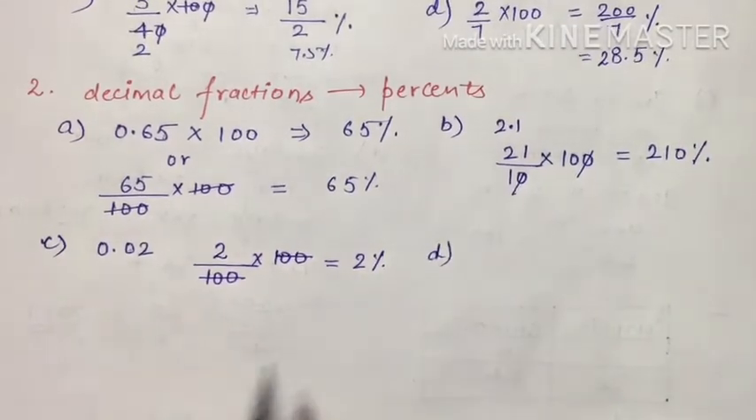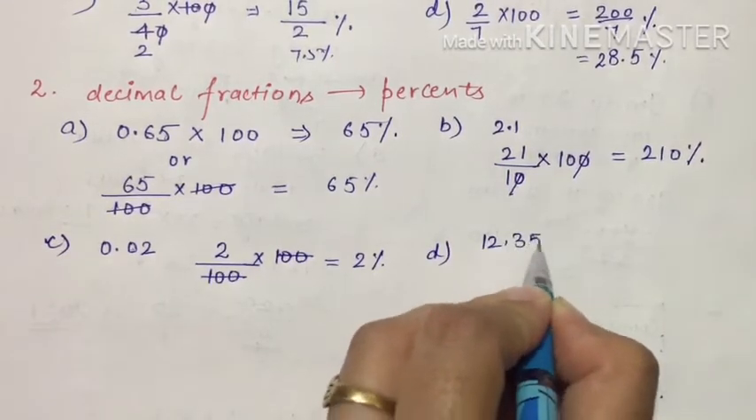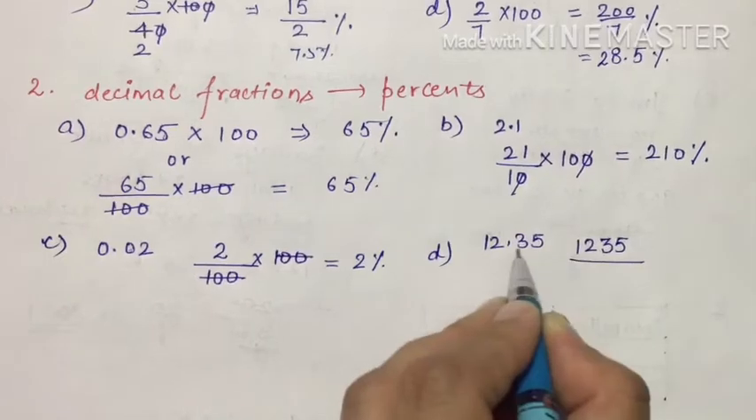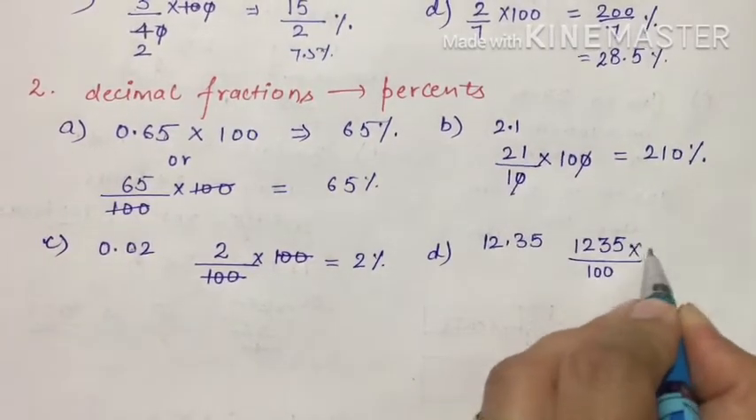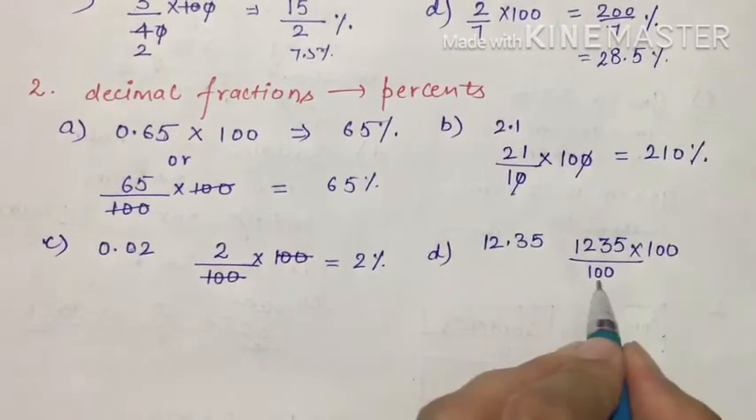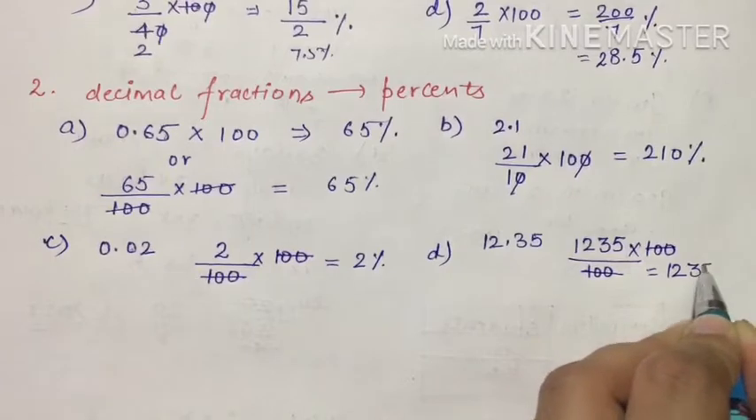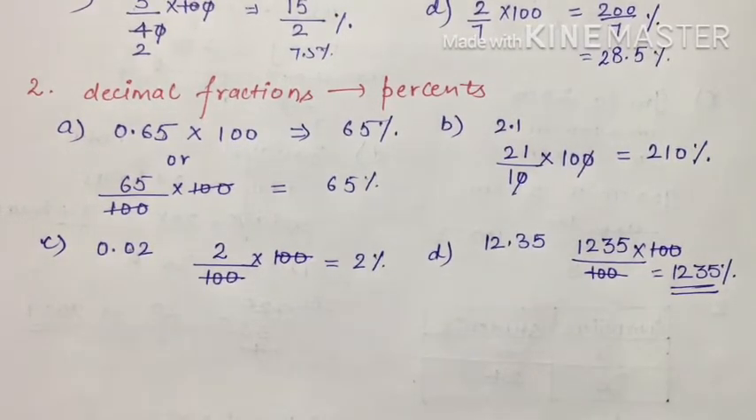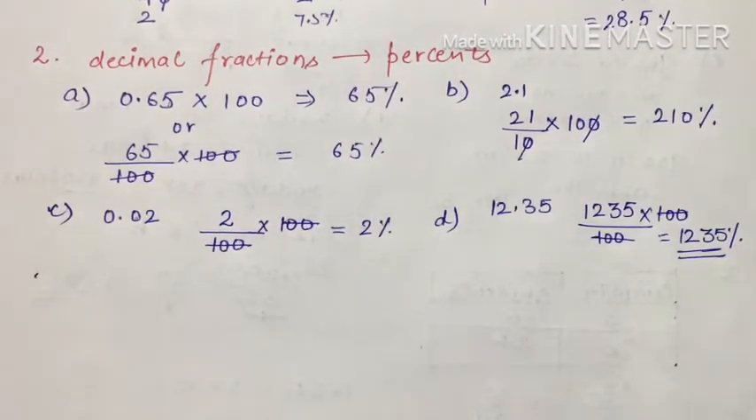D part of it, that is 12.35. How can we do? Decimal is gone. So if we have removed the decimal, 100 will come under. And we will multiply by 100. This 100 will be cancelled. What is the percentage? 1235 percentage. This will be the percentage. Fine. Okay. By doing like this, let's move to question number 3.